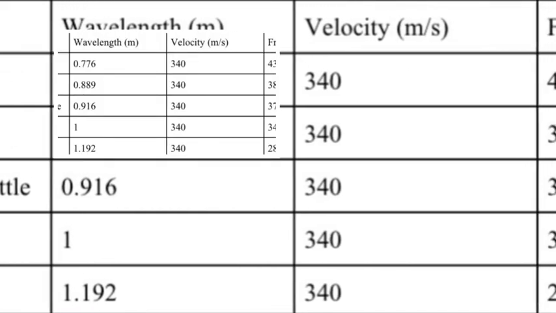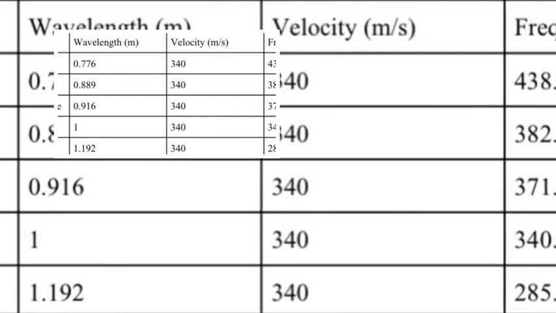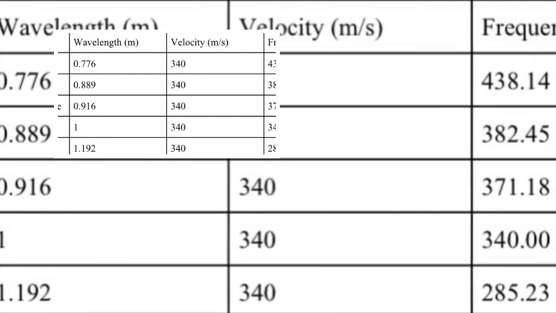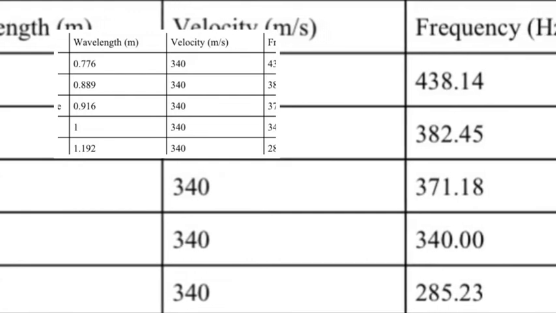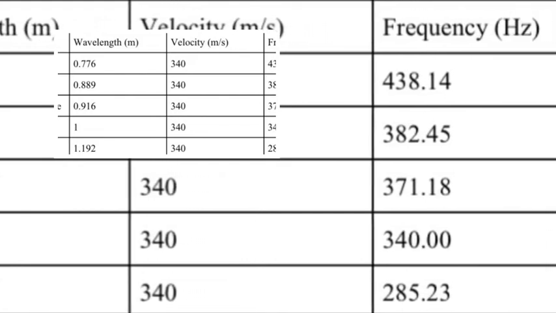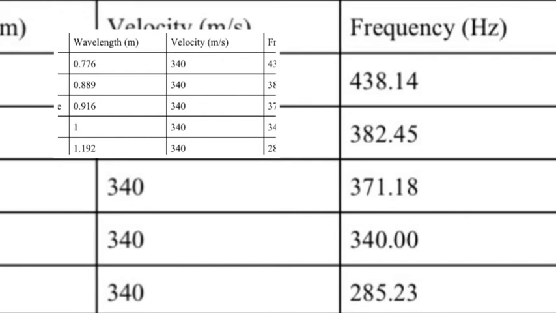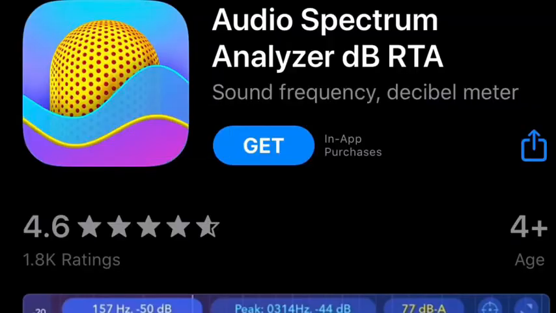As you can see from the table, the longer the wavelength, the lower the frequency. The shorter the wavelength, the greater the frequency. A low frequency produces a deeper sound, and a high frequency produces a high-pitched sound. The calculated frequencies were then compared to the observed frequencies in the Spectrum Analyzer app for each trial.